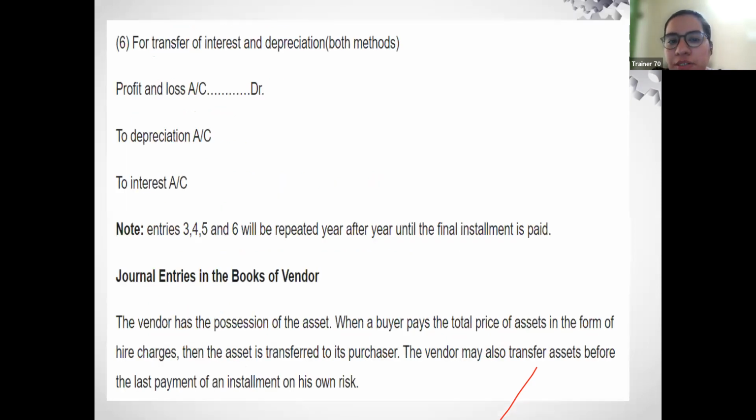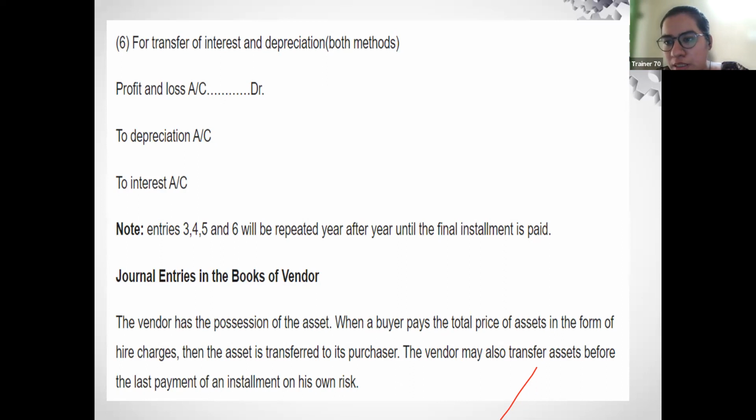For transfer of interest and depreciation at the end of every year, you must be aware, you must have done in some of your previous classes, the depreciation accounting. When the year changes, you accumulate the amount of depreciation you put in the profit and loss account. After one year ends, we prepare the trading account, profit and loss account, and balance sheet. So in the profit and loss account, what do we show?